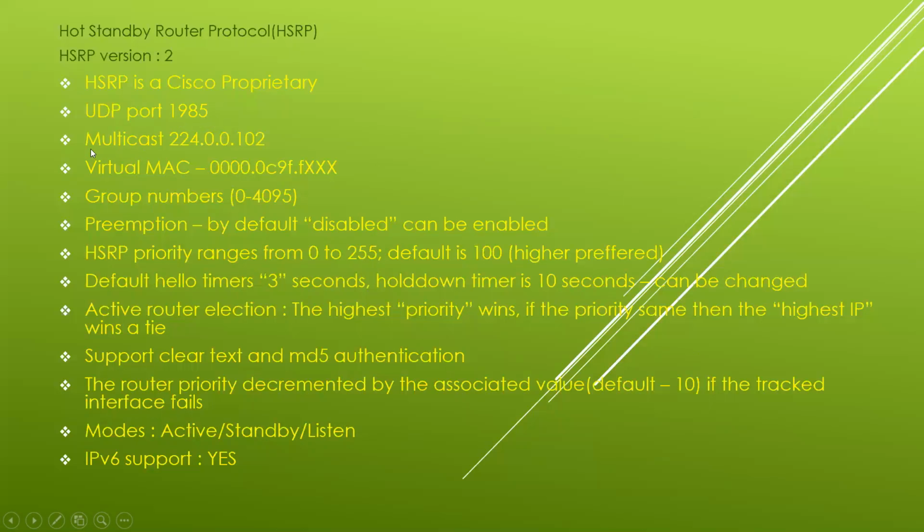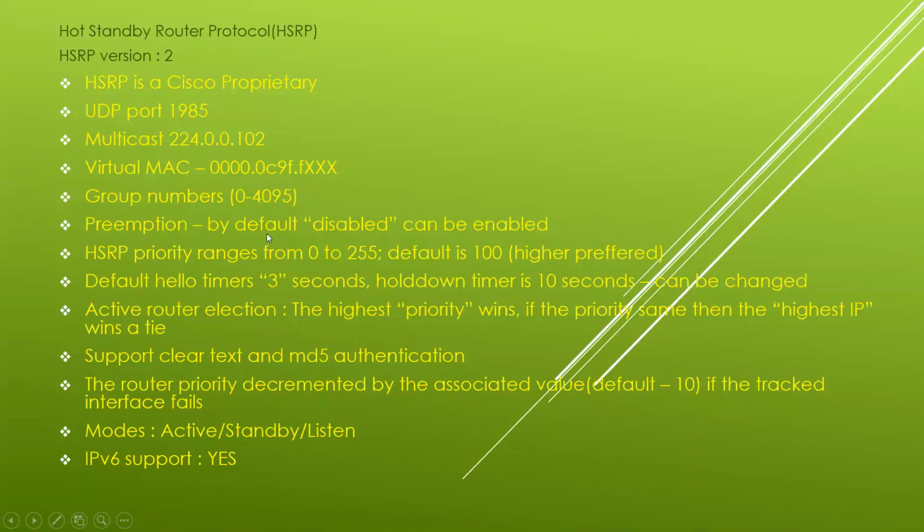Here the multicast is different. The multicast is 224.0.0.102. When you compare with HSRP version 1, it uses 224.0.0.2. This uses different virtual MAC addresses, 0000.0C9F.F and 3X are there. I will explain how it becomes 0 to 4095.